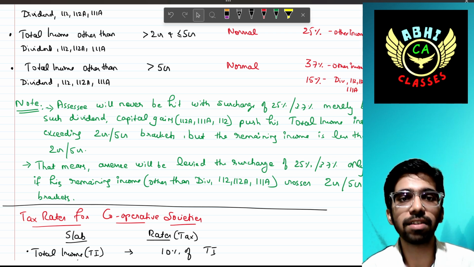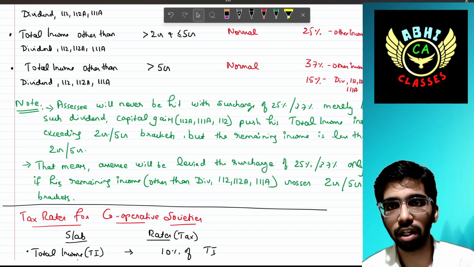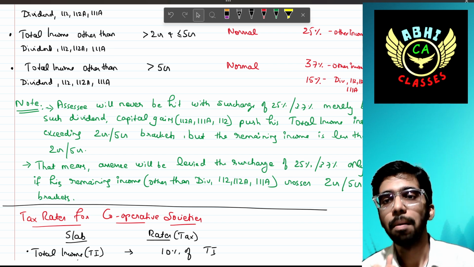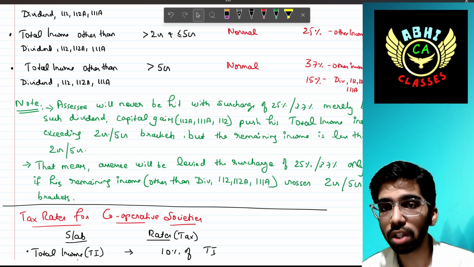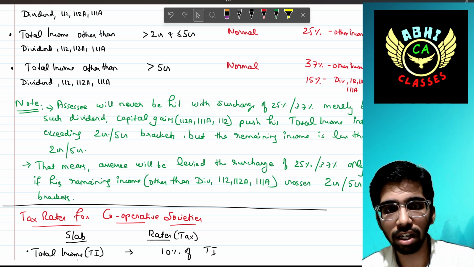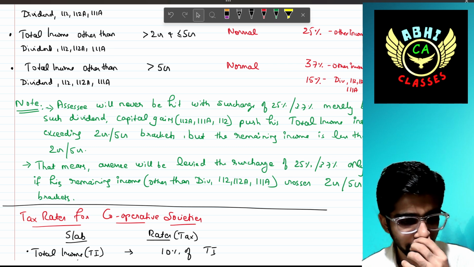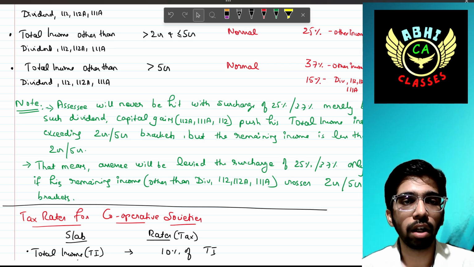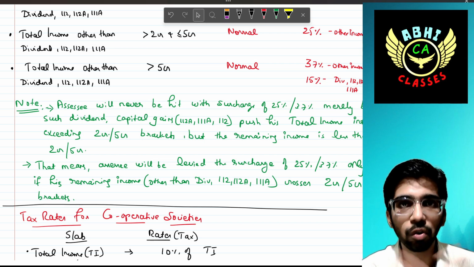The note: the assessee will never be hit with a surcharge of 25%, a higher charge than 15%, or 37%, merely because such dividend and capital gains push his total income into the exceeding 2 crore and 5 crore brackets, while the remaining income is less than 2 or 5 crore. For example, actually what it means is, the second thing I will also explain now itself.